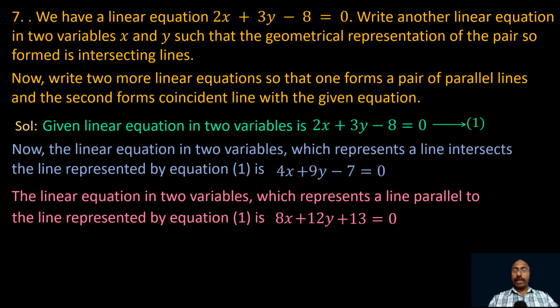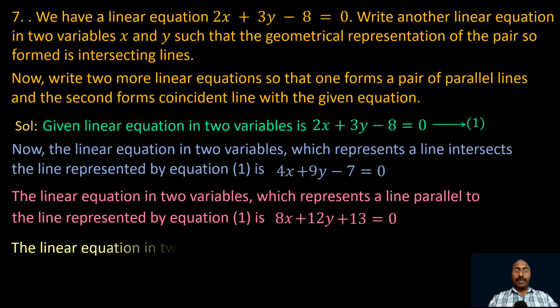So here we can observe that a1 by a2, 2 by 8 is 1 by 4, b1 by b2, 3 by 12 is 1 by 4, and c1 by c2 is minus 8 by 13. So here a1 by a2 is equal to b1 by b2 but not equal to c1 by c2. So the two lines will be parallel to each other.